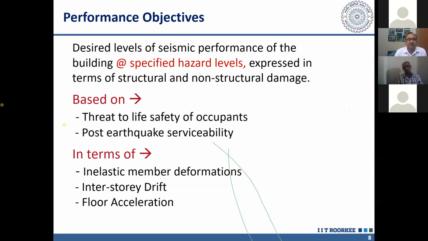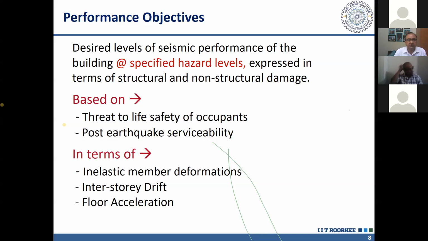And another is post-earthquake serviceability. So if there are some structures which we want to remain serviceable after an earthquake, then our damage should be limited accordingly. And these are quantified in terms of inelastic member deformations, because how to quantify damage? Damage in individual members can be quantified in terms of inelastic deformation. When the inelastic deformation reaches its ultimate value, then it will collapse. Before that, there will be varying degrees of damage.